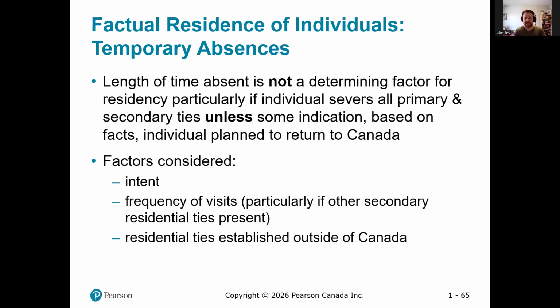I sold all my stuff. I got rid of my house. I moved to France. Goodbye, Canada. But then I found I didn't like it in France. I said, you know what? I regret this. I'm going back to Canada.